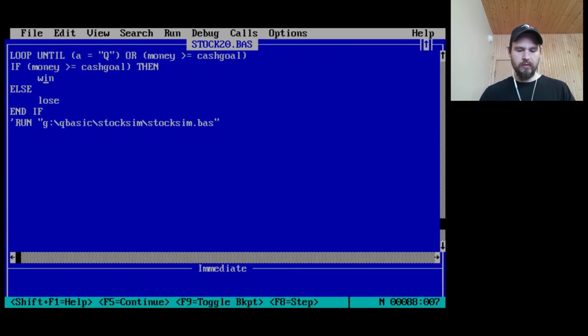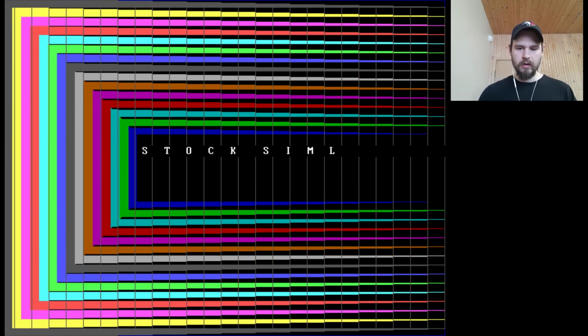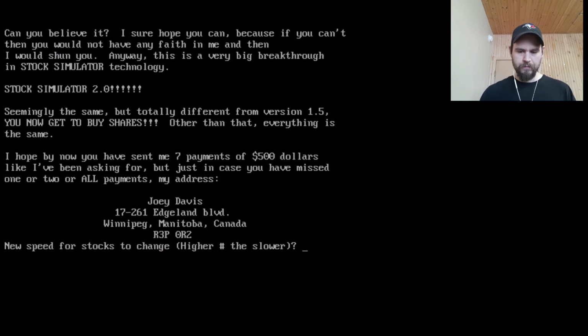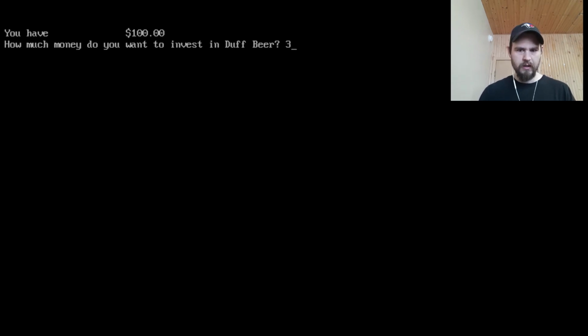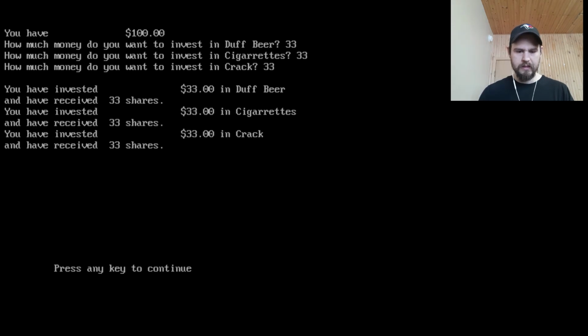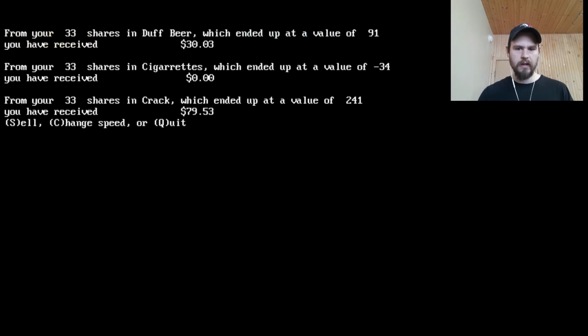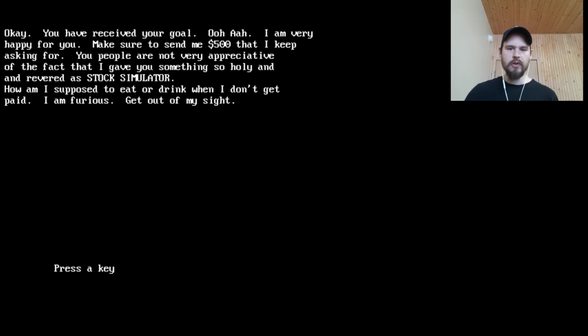So let's run this game with a very low cash goal. I start out with $100. I want to play until $101. And we're going to take the first top 3 and we'll invest like this. Press any key to continue, and let's do it. Yeah, so $30 and $79. I should have made my goal. So let's quit. Okay, you have received your goal.